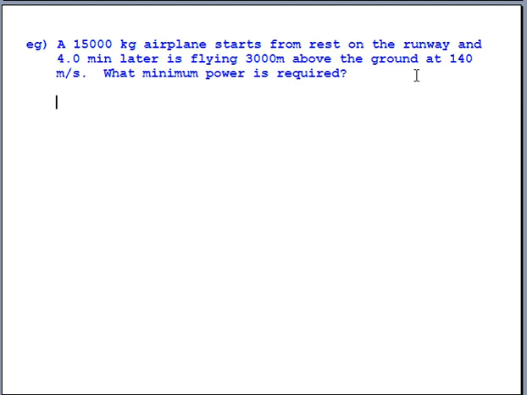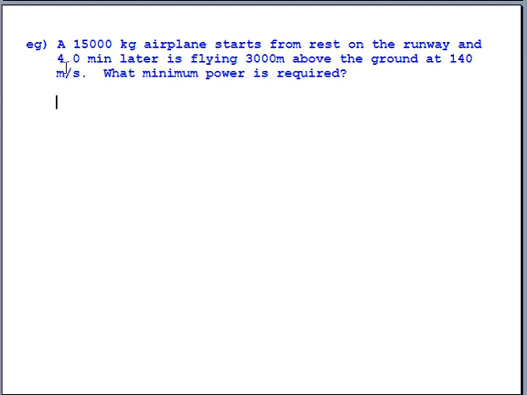A 15,000 kilogram airplane is at rest on the end of a runway, just waiting to take off, just sitting there about to go. 4 minutes later, you find the airplane way up in the air. It's 3,000 meters up, and it's going 140 meters per second. And we're being asked, what kind of power would you need from your engines to get that all done in just 4 minutes?